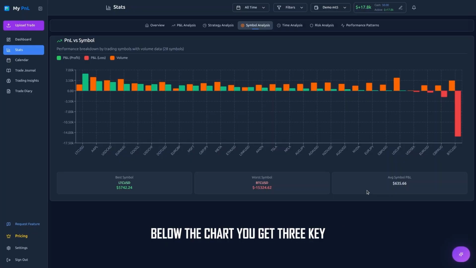Below the chart, you get three key metrics. Best symbol, your top performer. Here it's LTC USD at 5,742 profit. Worst symbol, your biggest loser, BTC USD with a 15,324 loss. That's a red flag. Average symbol PNL. This shows you are averaging 635 profit per symbol across all 28 instruments.